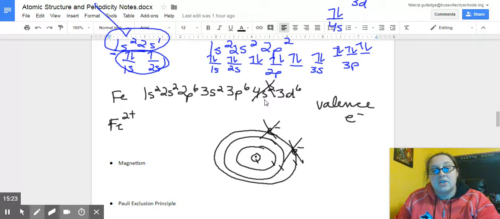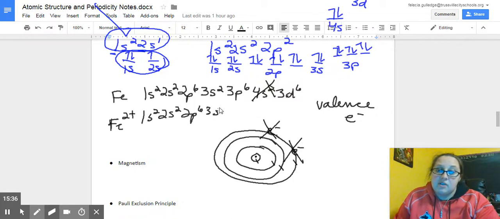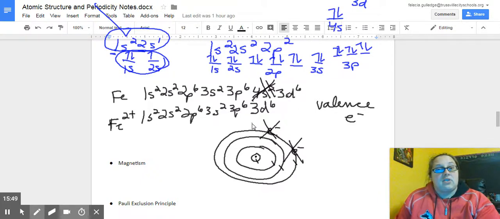Okay? So what would my electron configuration for iron be? It would be 1s2, 2s2, 2p6, 3s2, 3p6. I've taken away those, so now it's just 3d6. This would be the complete electron configuration for iron 2+.